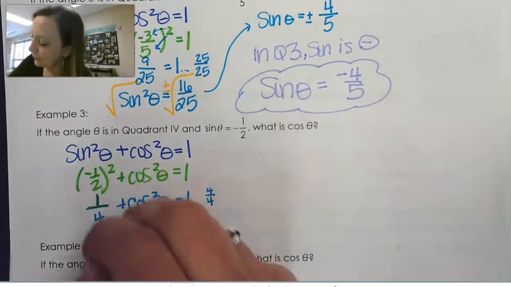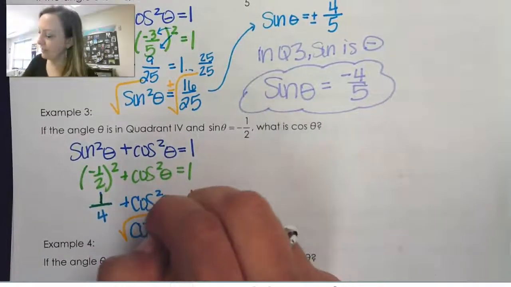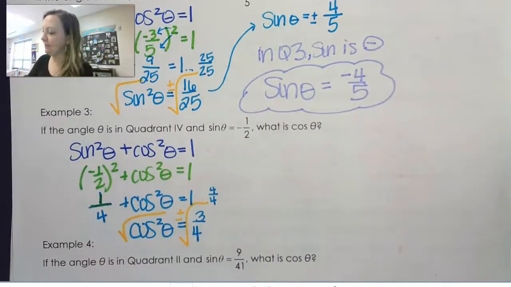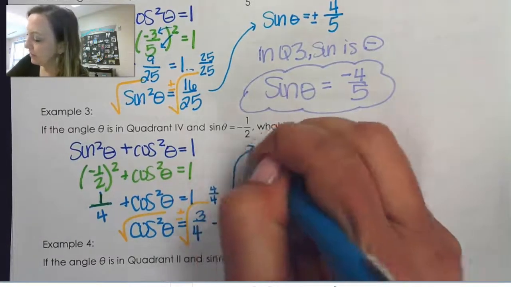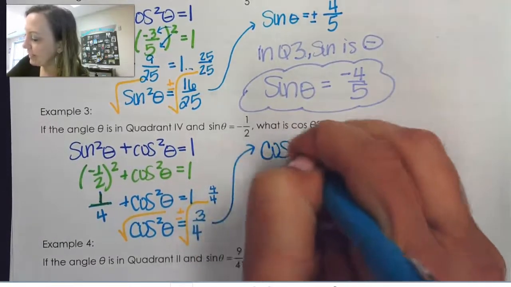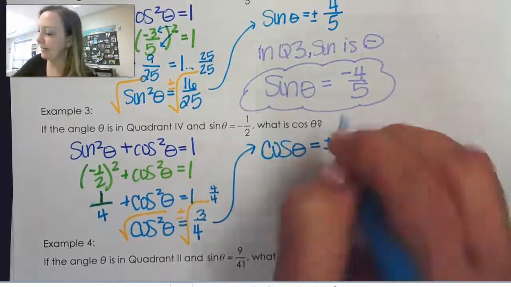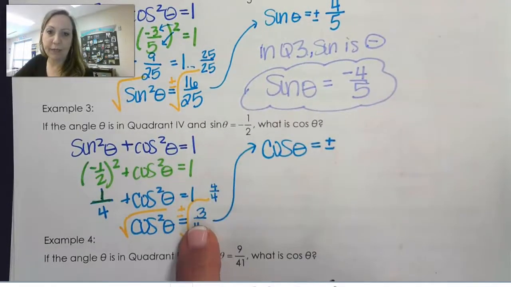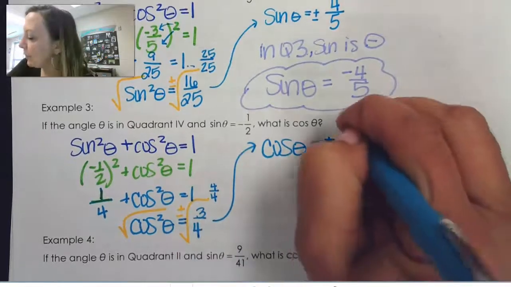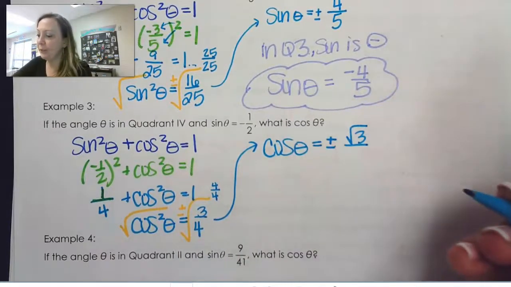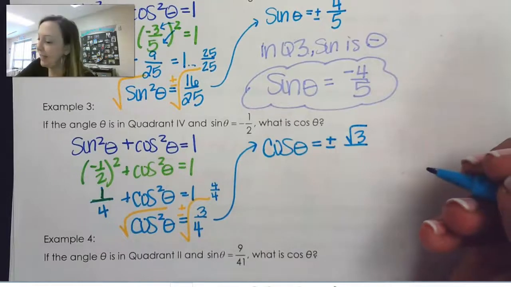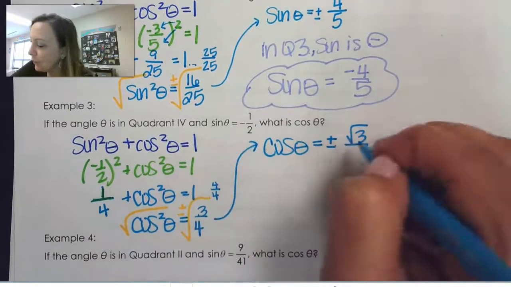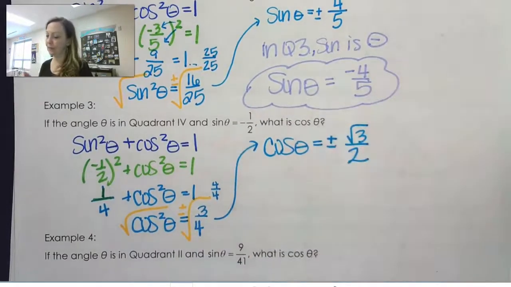So then we'll take the square root and then do a little plus or minus there. So we know that cosine of theta is going to be plus or minus. We'll take the square root of 3. We don't know what that is, and there are no perfect squares that go into 3, so we'll leave it as root 3. And now we take the square root of 4, which is 2.